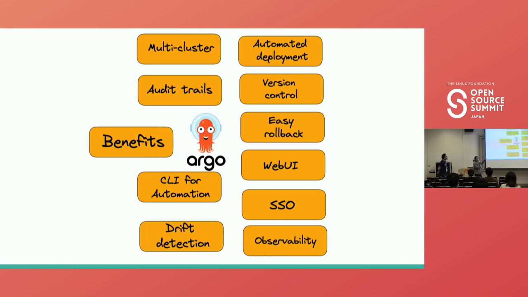Before moving on, I would like to give you a summary again. What are the benefits that Argo is providing? Multi-cluster, so you can deploy your application in multiple clusters. Audit trails, you would be able to track the events. CLI for automation, drift detection, sync between the actual and desired state. Automated deployment, whenever a coder develops the application, it will be automatically deployed, and changes also will be automatically deployed. Then version control, as I mentioned, whenever you create a new application and add special features, it will be version controlled. And if something breaks, you will easily be able to do rollbacks. It also offers a very nice web UI. Then single sign-on, and the last one is observability.